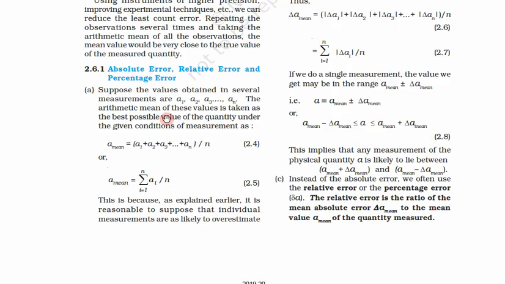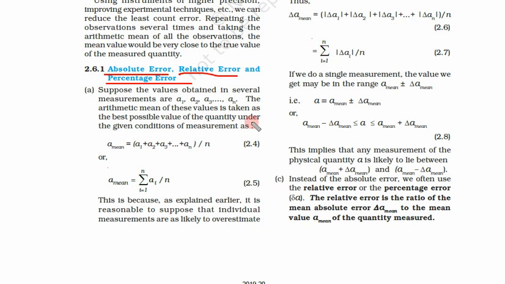Now let us come to the next topic, that means calculating these errors. Till now we have understood what errors are, but how can we calculate errors? This is our next topic: how to calculate absolute error, relative error and percentage error. There are three types of error, so let us understand each type.